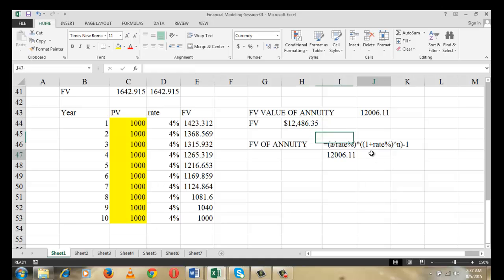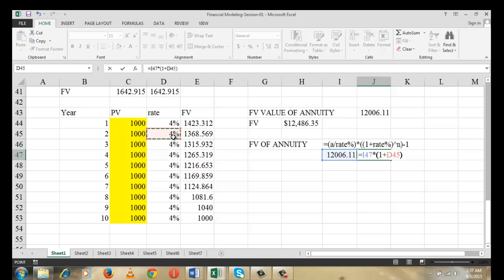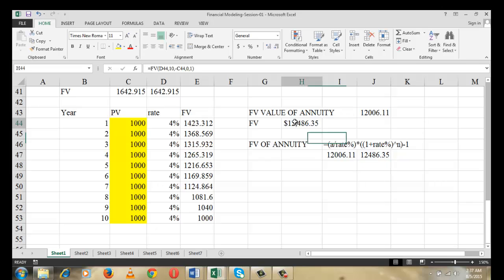An additional 1 plus r percent gets added on the future value of annuity. If you see, this was the future value of annuity into 1 plus r percent. So r percent, the rate of interest 4%, close bracket, enter. So you can see 12,486.35. So the calculation part seems to be easy, and based on the calculation we can work on the scenario.